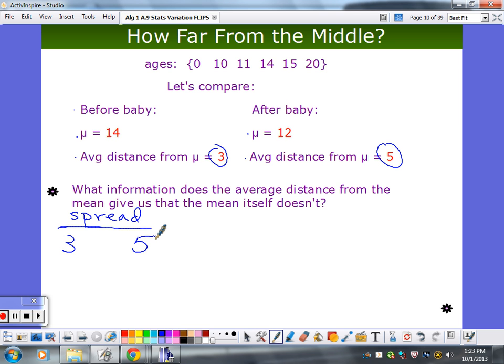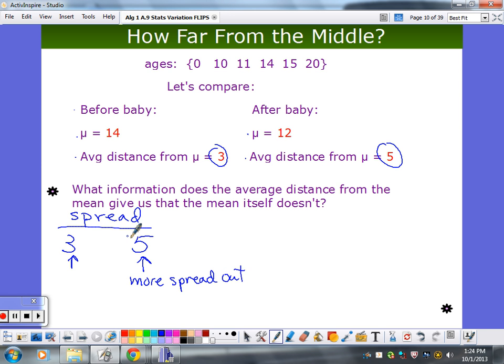Looking at this one and looking at this one, these are the average distances from the mean. This one's a 3, this one's a 5. Does it tell me anything or is it worthless? You told me before. What does it tell us? They're more spread out. And aren't they? We have a baby of 0.